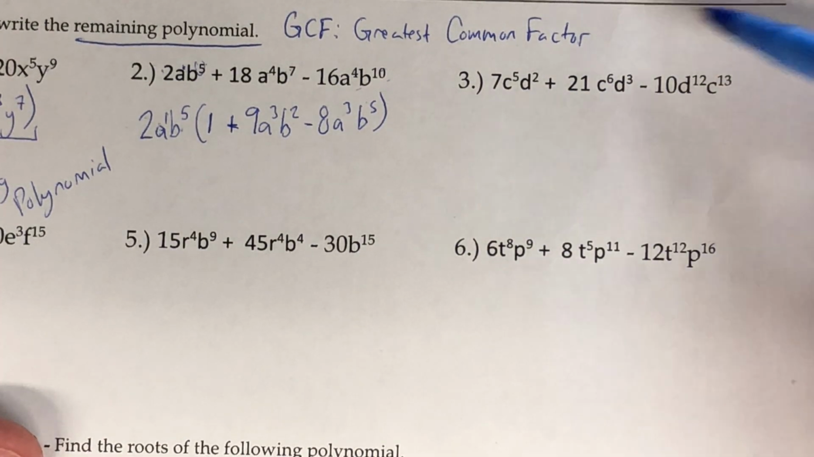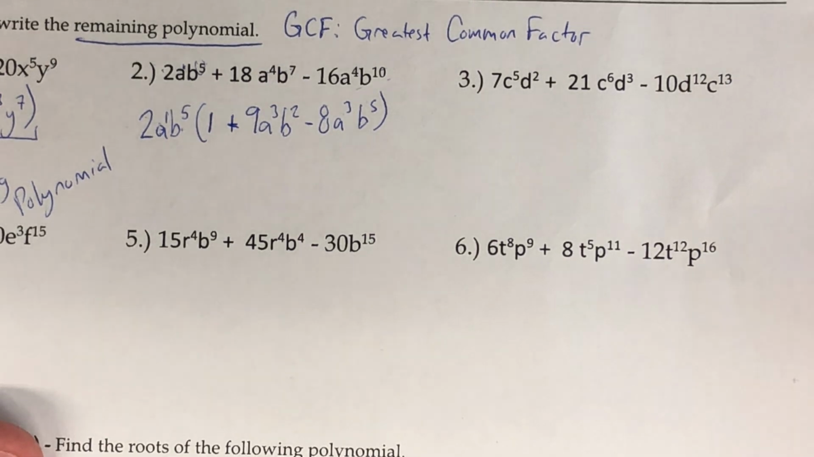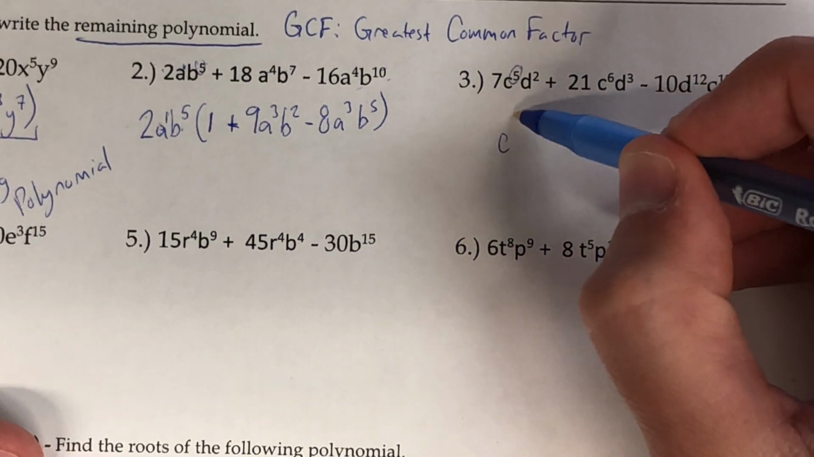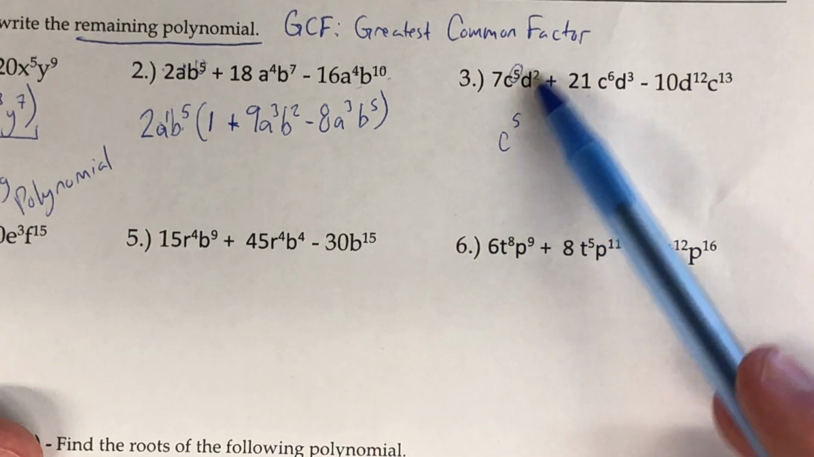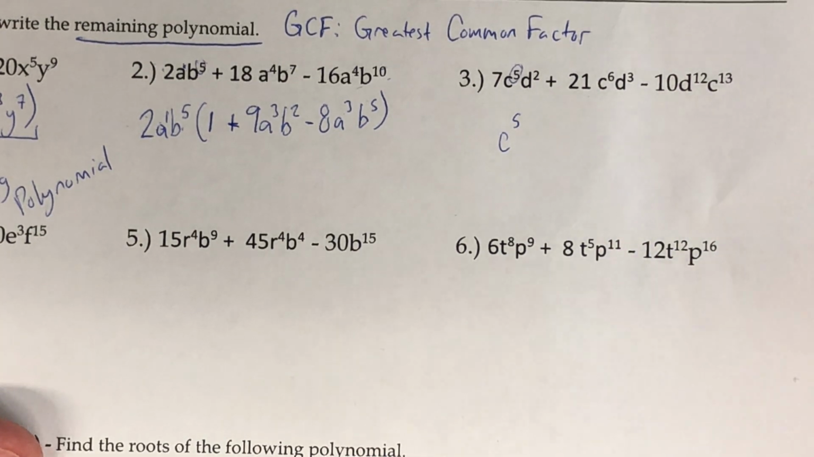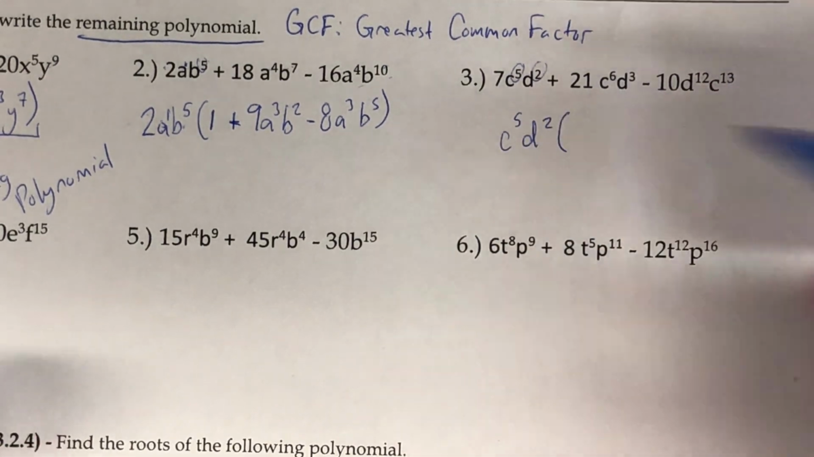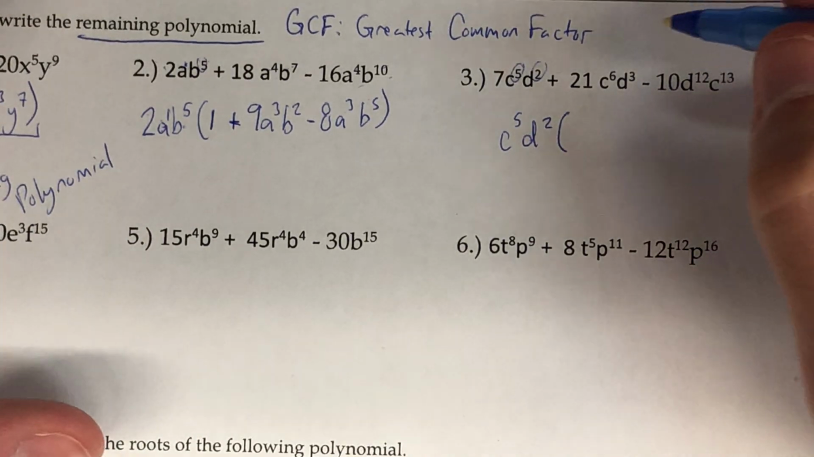So let's move on to our variables. We have c to the fifth, c to the sixth, and c to the 13th. Because there's a c in all 3, we can make it a part of our GCF. We just take the lowest exponent, which is 5. So c to the fifth is going to be part of my GCF. And then I move to d squared, d to the third, d to the 12th. Lowest exponent is this 2. So that 2 is a part of my GCF. We continue. So now let's figure out our remaining polynomial.